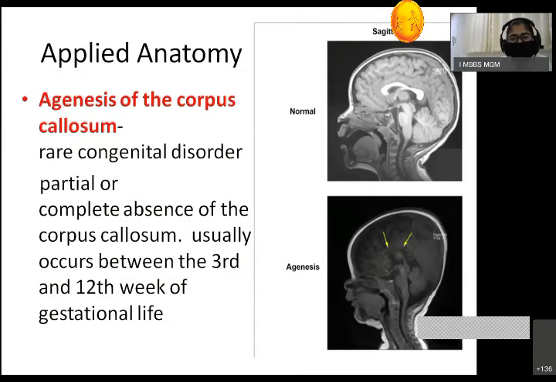Now, an applied aspect related to the corpus callosum is a condition called agenesis of the corpus callosum. It is a rare congenital anomaly or disorder, with a partial or complete absence of the corpus callosum. Usually it occurs between the 3rd and 12th week of gestational life. Here you can see this is normal, with the corpus callosum visible, but here there is agenesis of the corpus callosum.